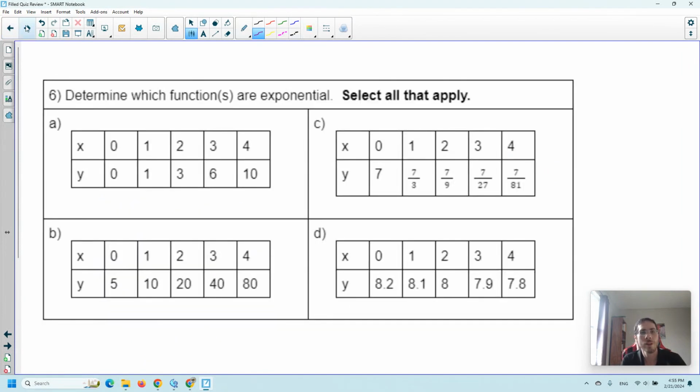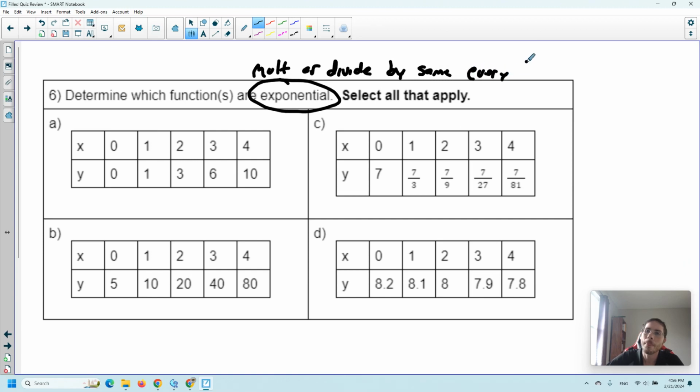All right, for 6, determine which ones are exponential. So we want to remember the definition for exponential is that we're going to multiply or divide by the same amount every time. So that's the idea. So remember, our linear ones, we wanted to add or subtract, but for exponentials, we want to multiply or divide by the same amount every time.